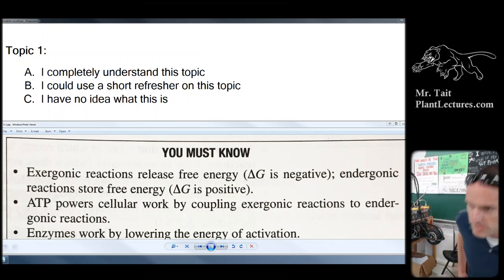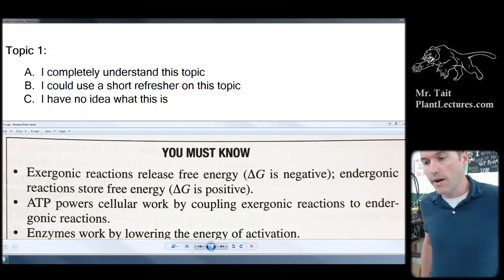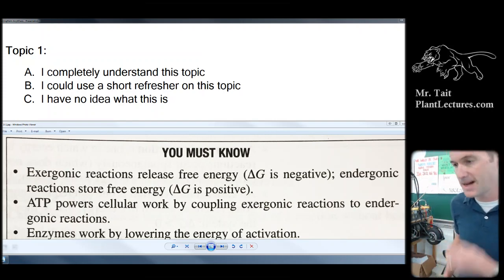Exergonic reactions release free energy, which means that delta G is negative, and endergonic reactions store free energy, which means that delta G is positive.